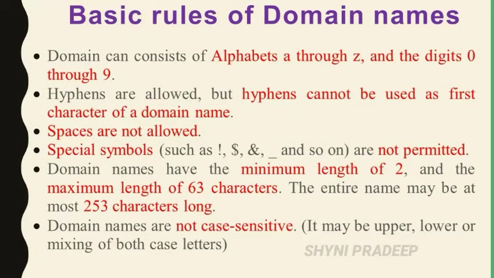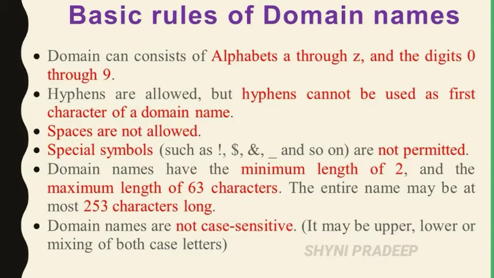Domain names can consist of alphabets A through Z and digits 0 through 9. Hyphens are allowed, but hyphens cannot be used as the first character of the domain name. Spaces are not allowed in a domain name.